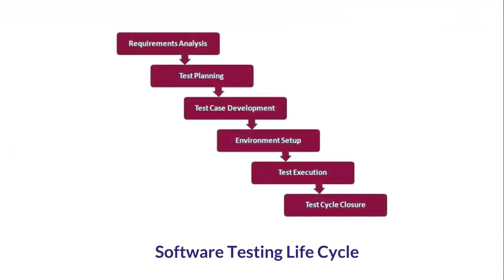So there are 6 different phases in it. Let us see what those are. The phases start with the requirement analysis, then there is test planning and test case development, and after that there is the test environment setup, and after that the actual test execution takes place, and the last one is the test cycle closure. So let us now discuss each phase in detail.